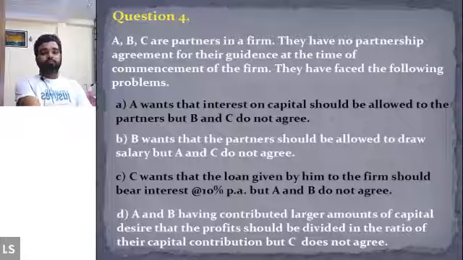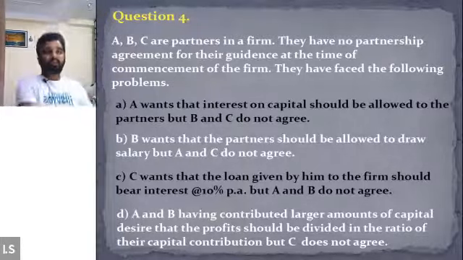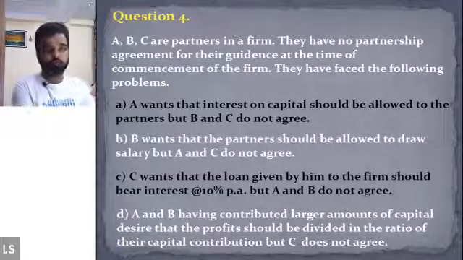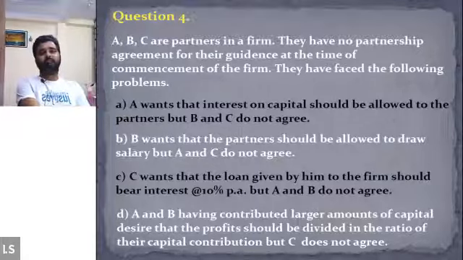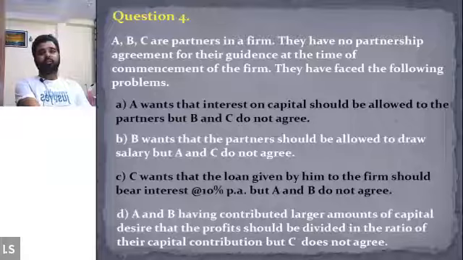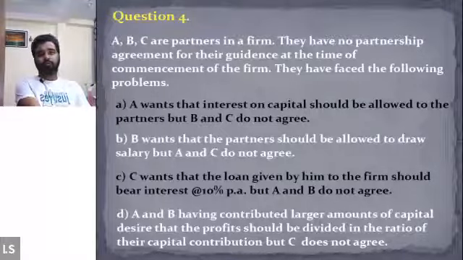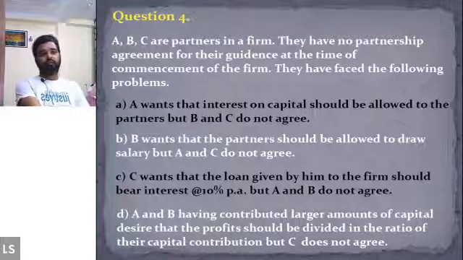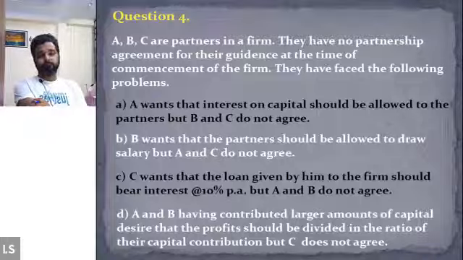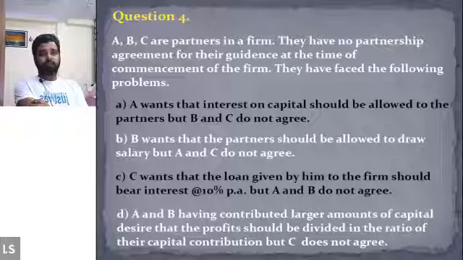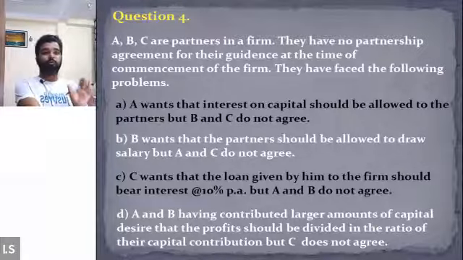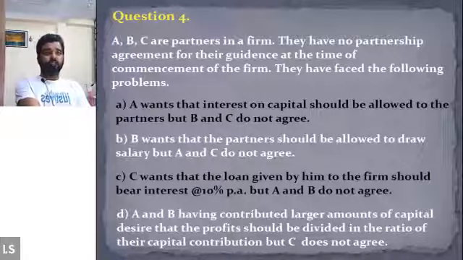Next point. Point B. B wants that partner should be allowed to draw salary, but A and C do not agree. Tell me. B wants that partner should be allowed to draw the salary. You can presume that B is an active partner and all others are sleeping partners. B is actively working and contributing to the operations of the business. Now B wants that he should be paid salary for his participation in the operation of the business. So tell me whether B will be successful in claiming salary or not. Whether he will be entitled to claim the salary? No, sir. No. Since there is no agreement, and the Partnership Act says that a partner cannot claim salary without any agreement. If there is an agreement, he will be able to claim the salary. But if there is no agreement regarding that, he won't be able to do that.